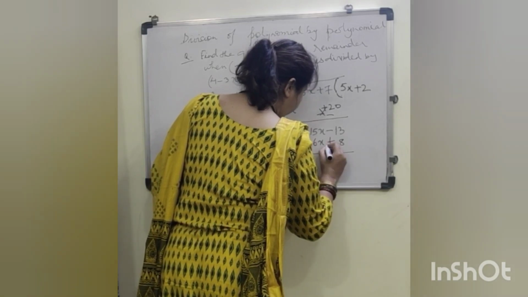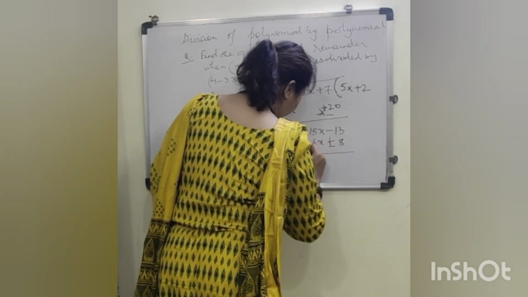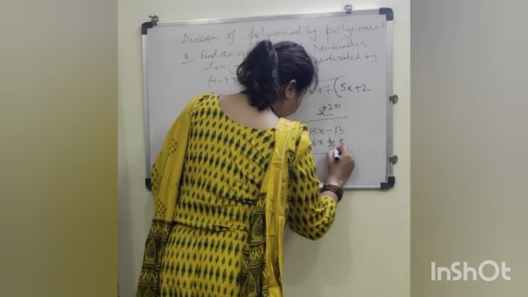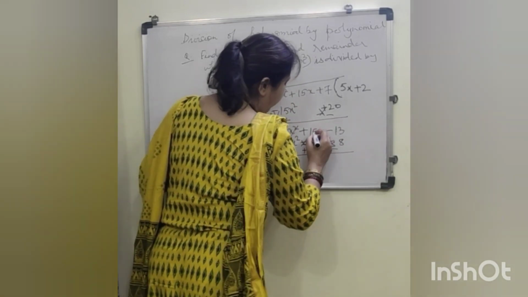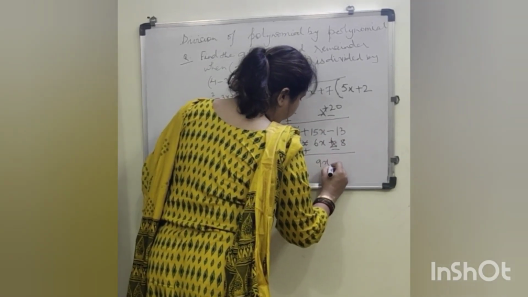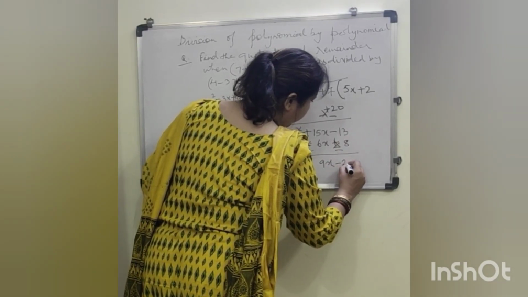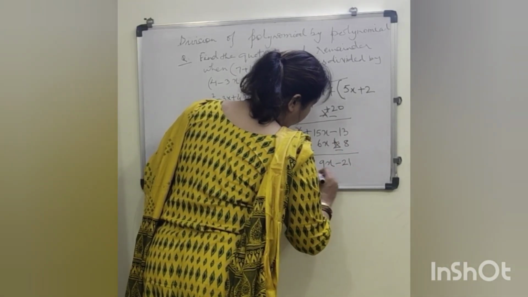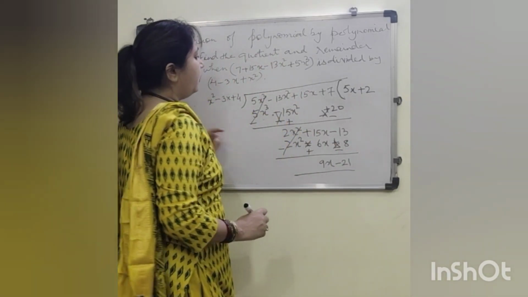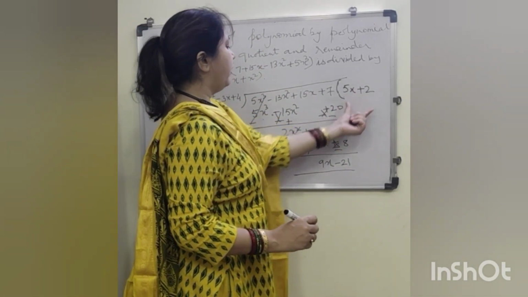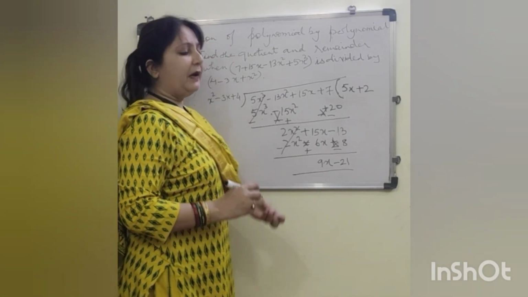Let's subtract. Minus minus plus, plus minus minus. We cancel. 15 6 is 9x and minus 13 minus 8 is minus 21. So this is your quotient and here is your remainder.